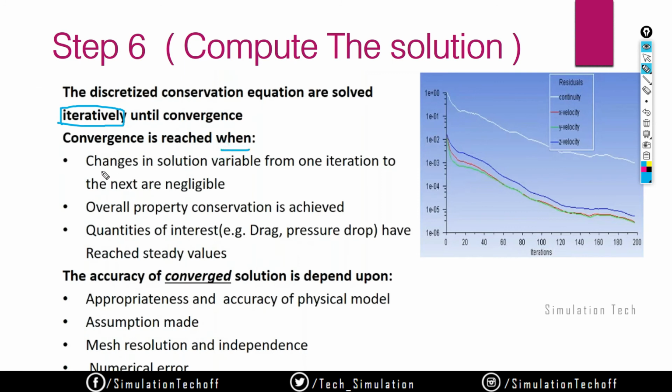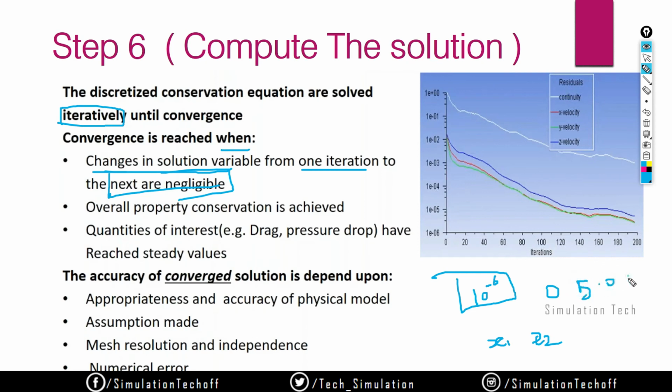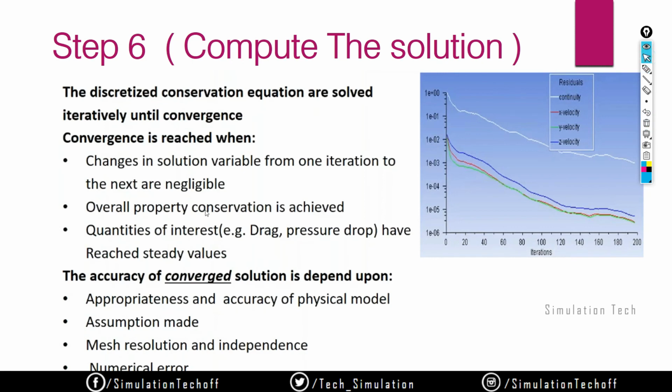Convergence is reached when the changes in the solution variables from one iteration to the next are negligible. The negligible value here is 10 to the power of minus 6. The two values like x1 and x2 may not be exactly equal, but the change can be negligible. For example, one value is 5.00000012 and the next may be 5.00000024. We can say these two values are equal, and the problem is assumed to be converged. Once overall convergence is achieved, the quantities of interest, like drag and pressure drop, can be reached safely, but only when the problem is converged.